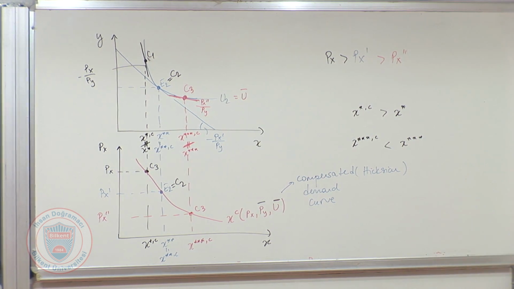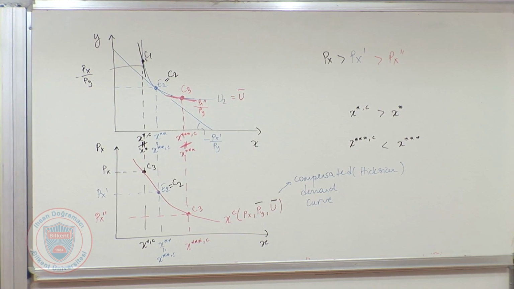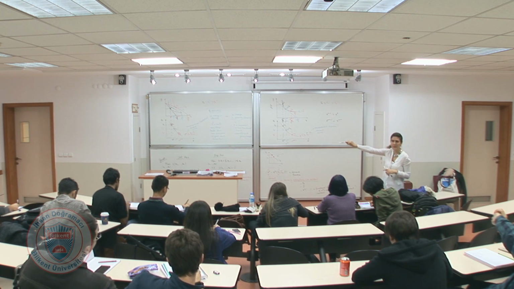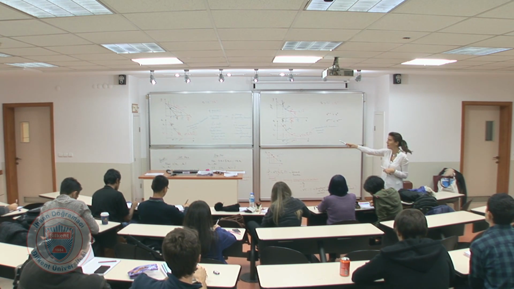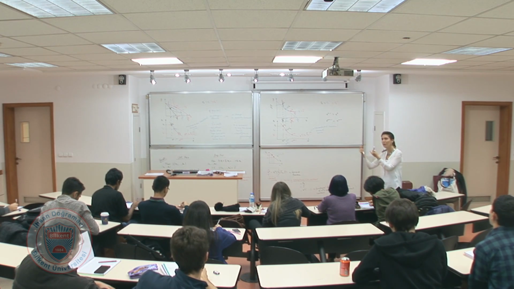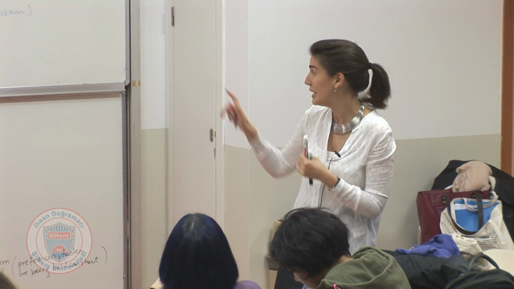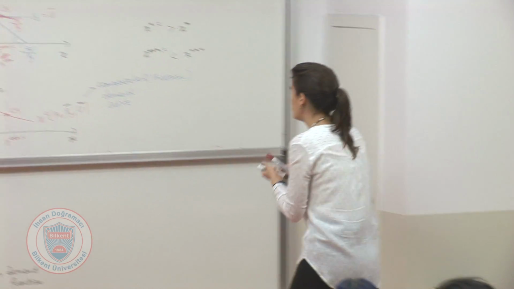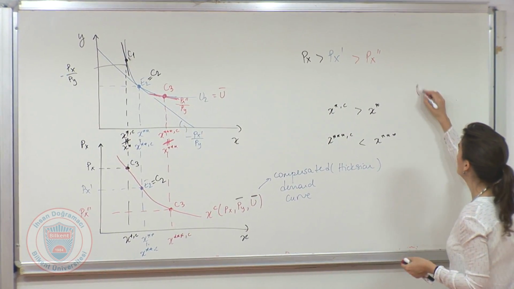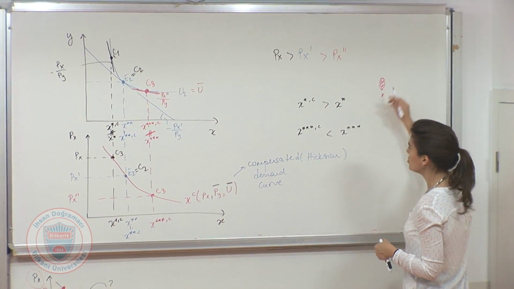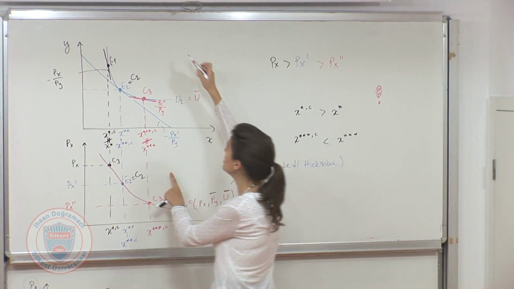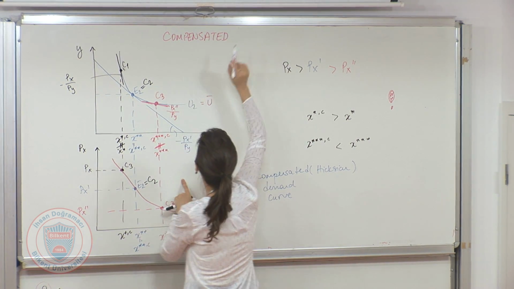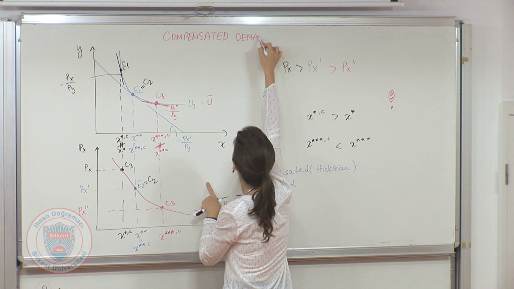So you see that on the compensated demand curve, there is only the substitution effect. Whereas on the uncompensated, the Marshallian, the ordinary demand curve, you would have two effects, both the income effect and the substitution effect. Here, you don't have any income effect, you only have the substitution effect. Just keep this in your mind, that's a very good observation. Before this, just write "compensated demand curve" so that you would have nice notes.